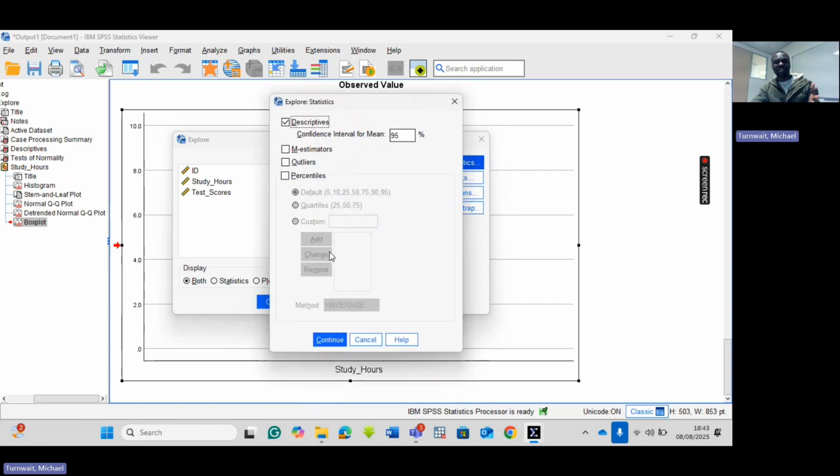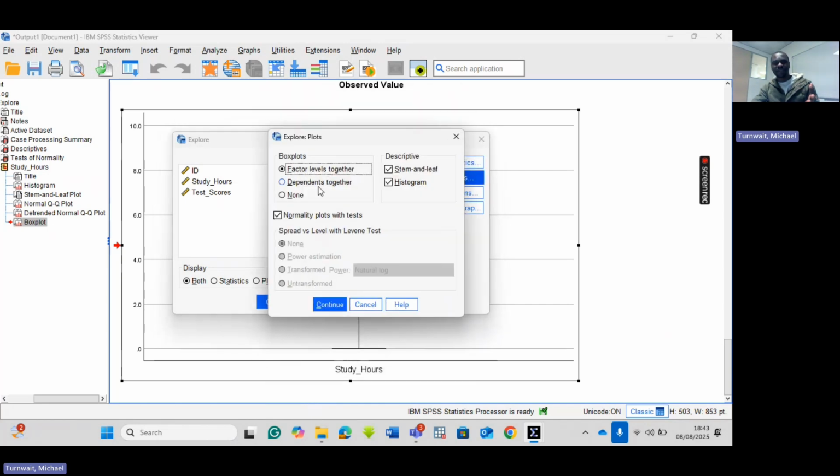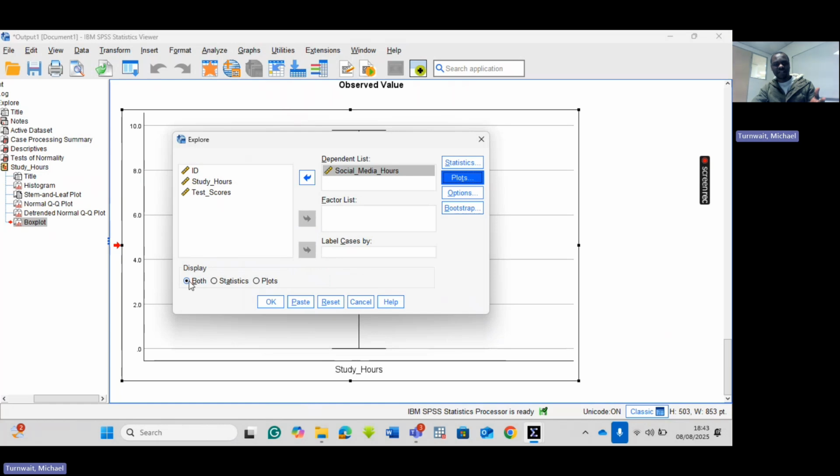The standard deviation is under Descriptives. The plots are also ticked: stem-and-leaf is ticked, histogram is ticked, normality plot is ticked. And then click Continue. And then Display is also ticked for both here. All right, so let's click OK.